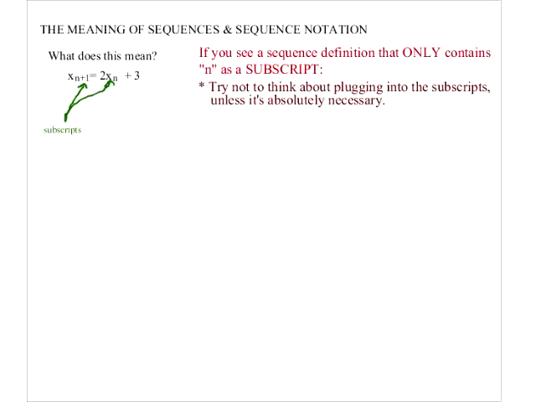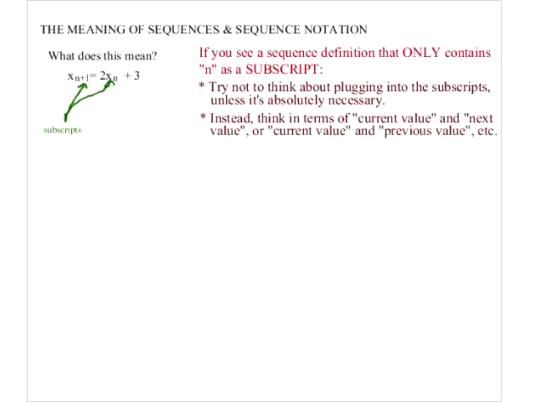Instead, think in terms of current value and next value, or current value and previous value, etc. So here's an example. Let's say that you have a factory worker's salary scale where in the first year this factory worker makes $40,000. In the second year the worker makes $43,000. In the third year the worker makes $46,000. And then et cetera, every year it's $3,000 more.